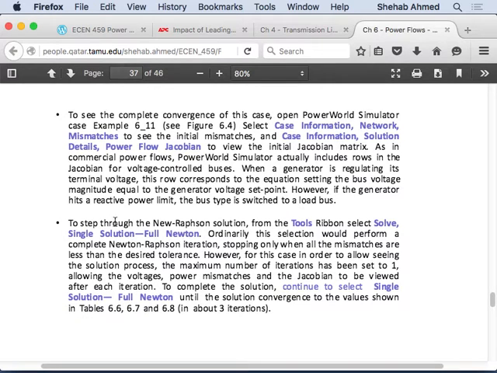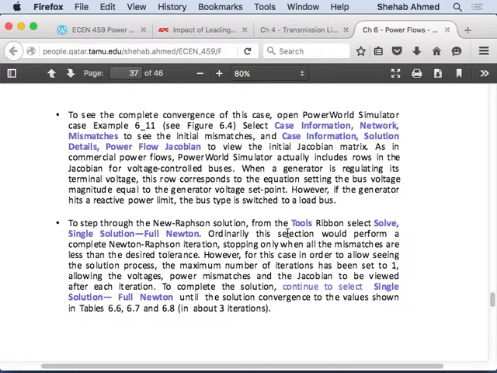If you want to step through and look at each iteration, in the tools ribbon, select solve, single solution. Single solution is a single iteration. Full Newton. Why full Newton versus something else? I will talk about something else shortly. But basically, we're using the full Newton method, and this can iterate through the Newton method.